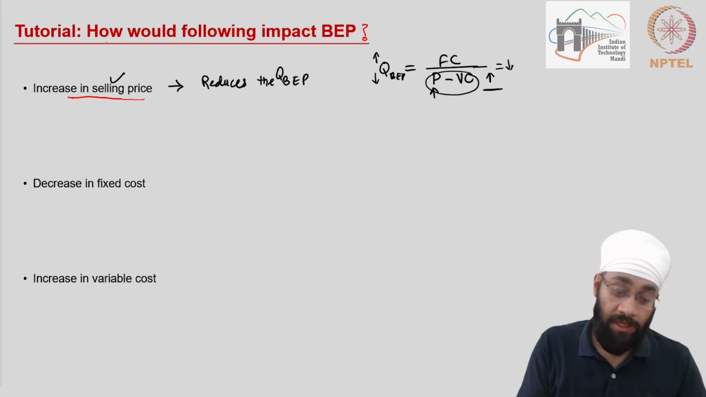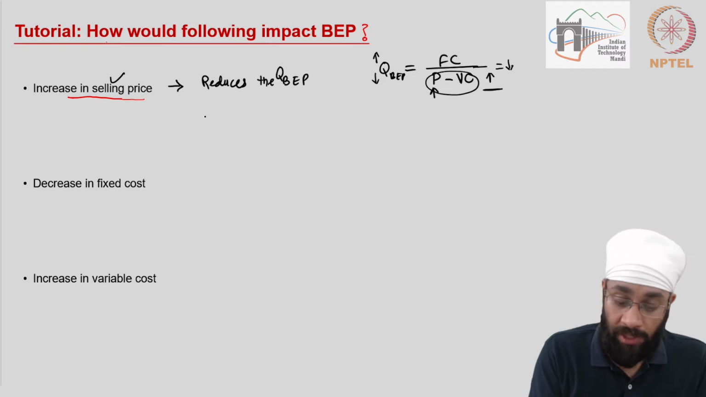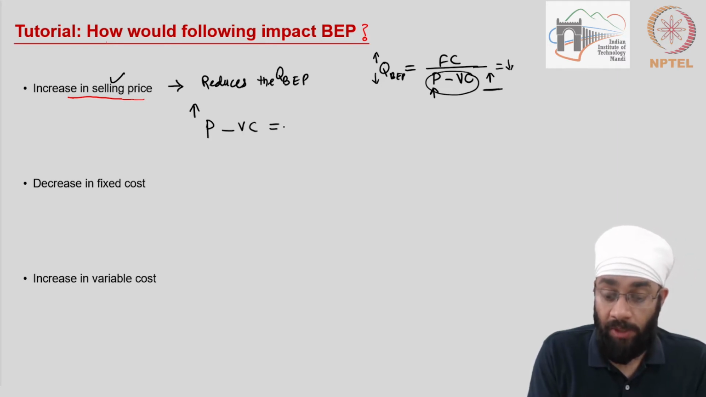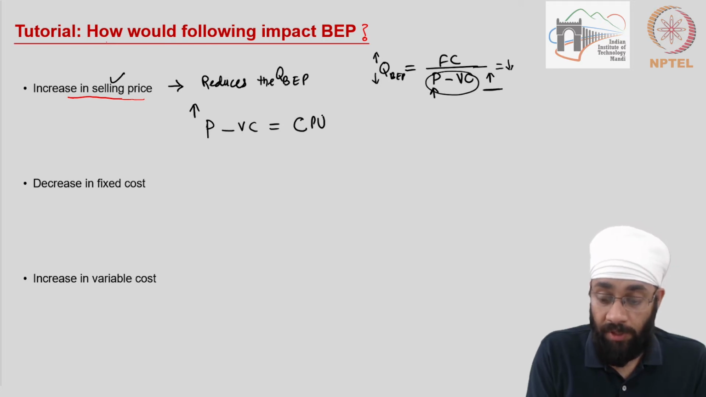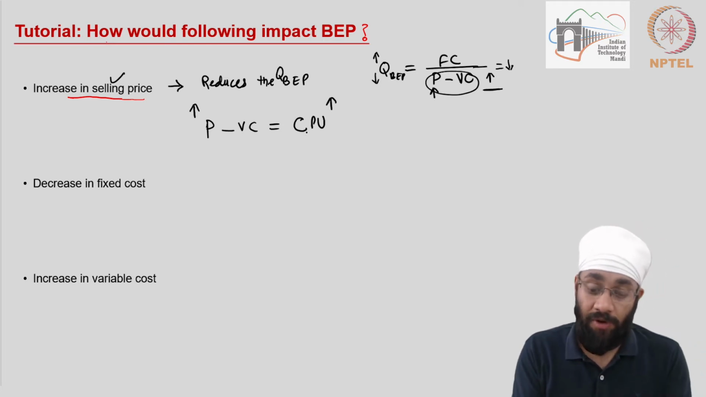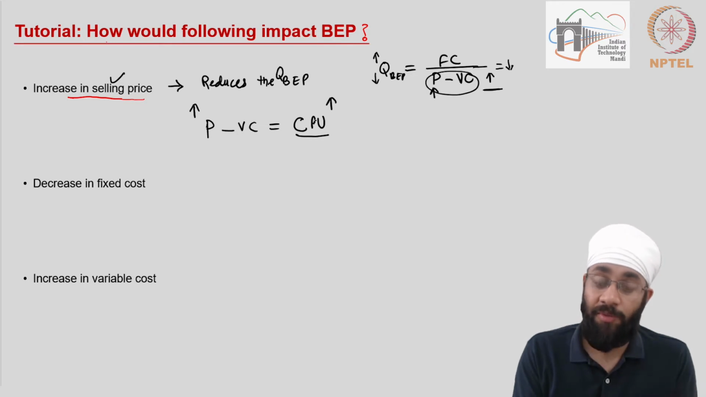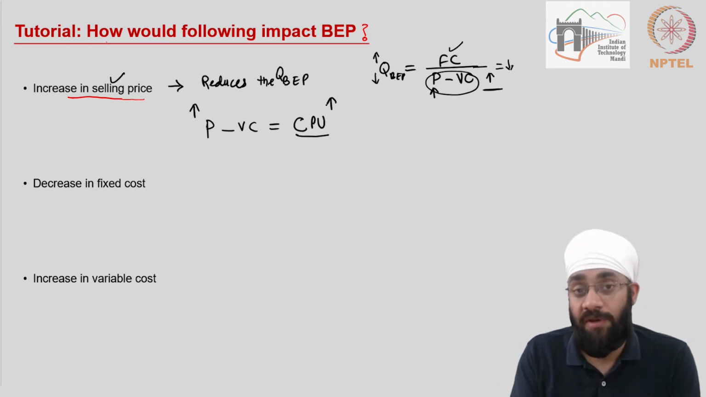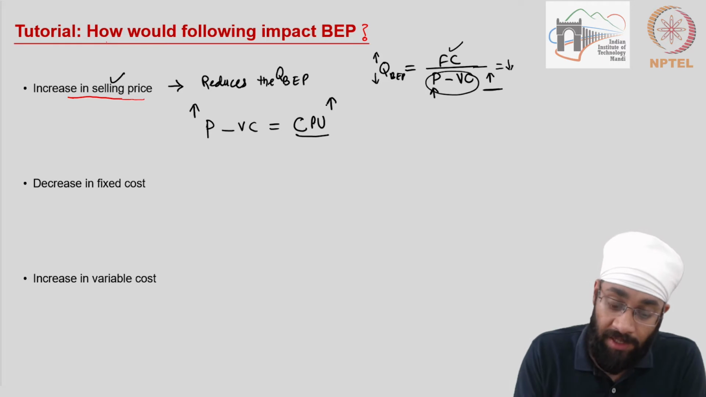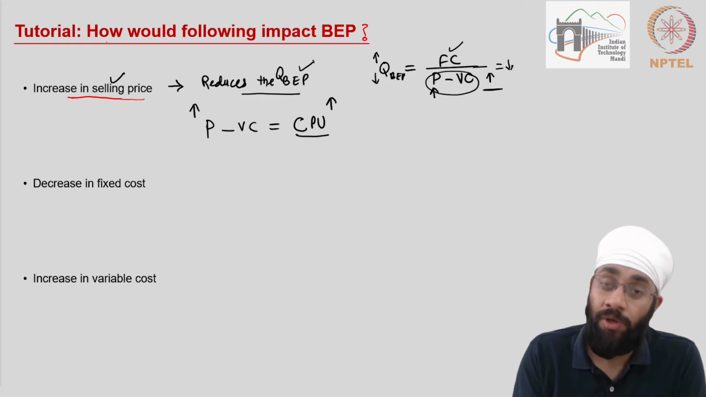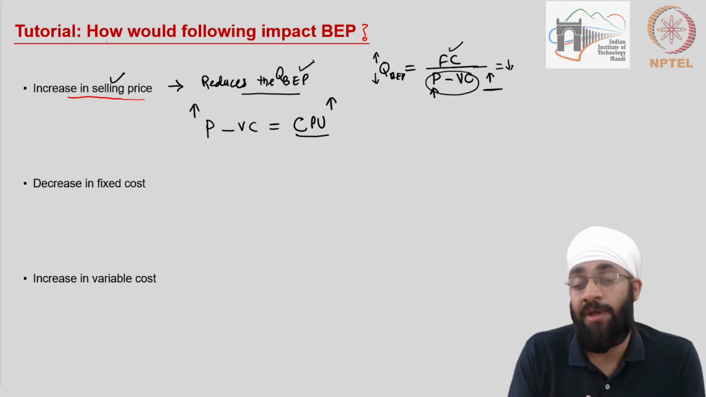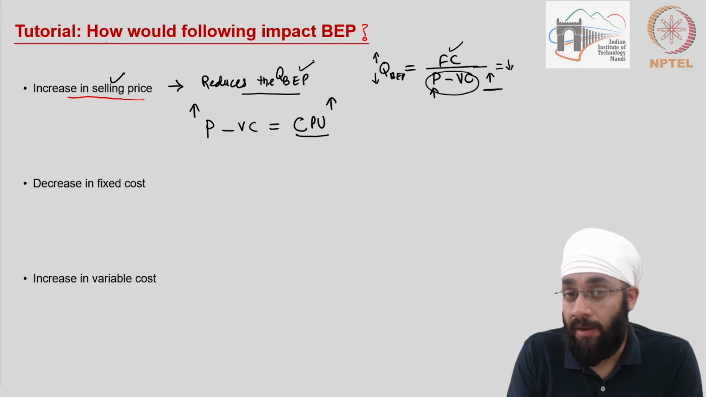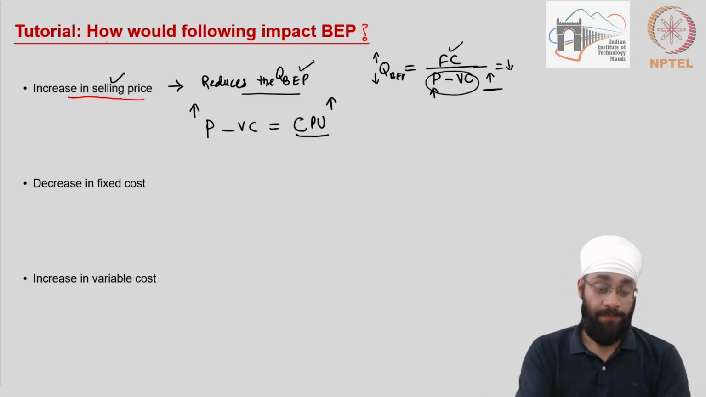Now, intuitively thinking, the selling price is going up. So if you increase the P, now P minus VC is equal to contribution per unit, which is going to go up. This contribution per unit is the contribution towards covering the fixed cost of the business, right? Now, if you have more contribution, that means you can cover the fixed cost quickly, and therefore the break-even point is going to reduce or going to go down. You can achieve the break-even point earlier, is what I mean to say.